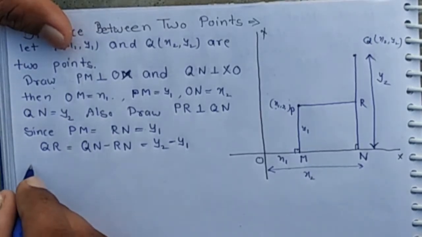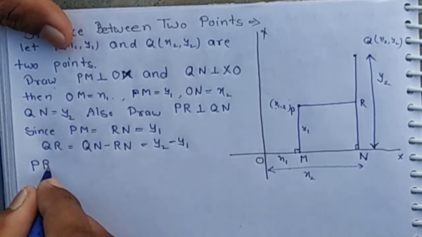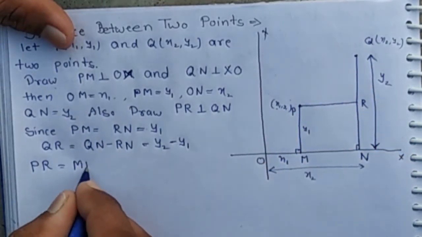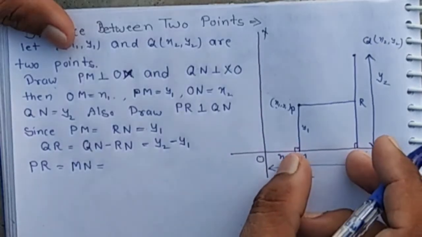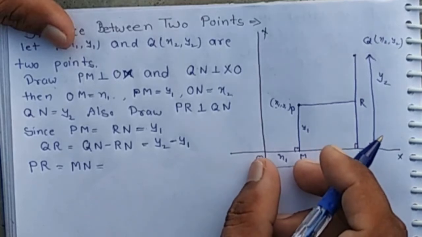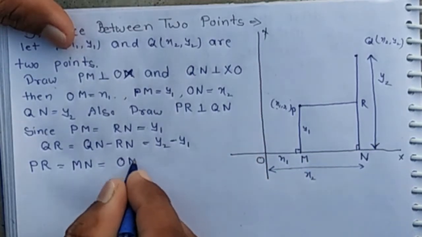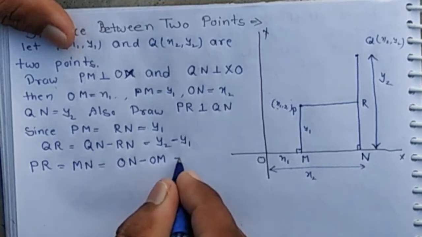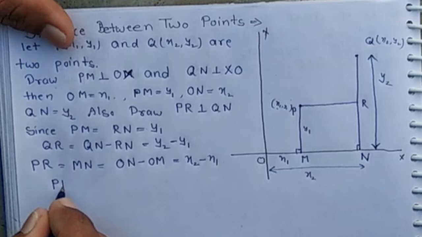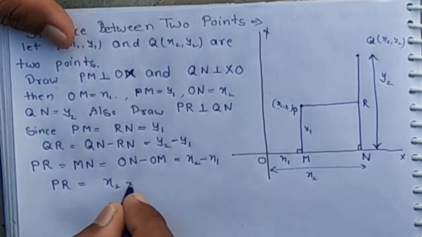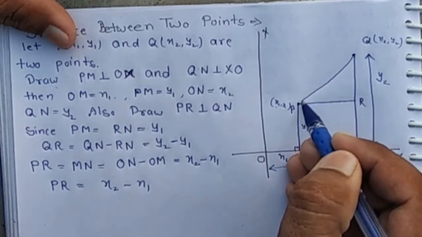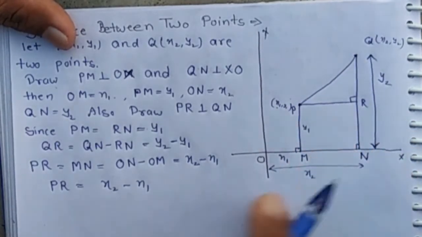Similarly, PR is equal to MN, and MN is equal to ON minus OM. ON is x2, OM is x1, meaning PR is x2 minus x1. Now if we join PQ, then it is a right angle triangle and we have to find the value of PQ.